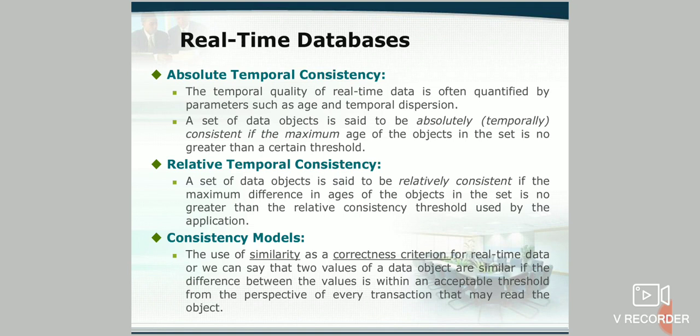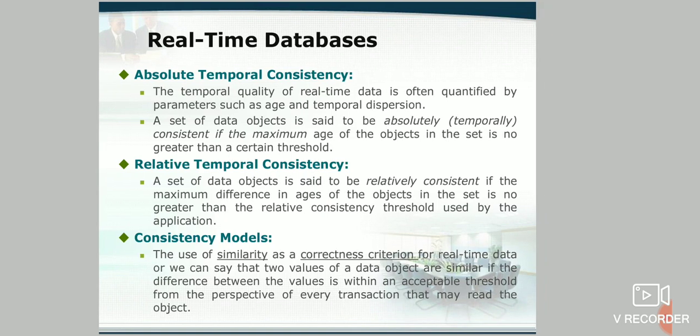So next is the consistency model, the use of similarity as a correctness criterion. Similarity is one of the important terms in real-time systems. Similarity as a correctness criterion of a real-time database means that two values of a data object are similar if the difference between the values is within an acceptable threshold from the perspective of every transaction that may read the objects. So this also holds for real-time databases.